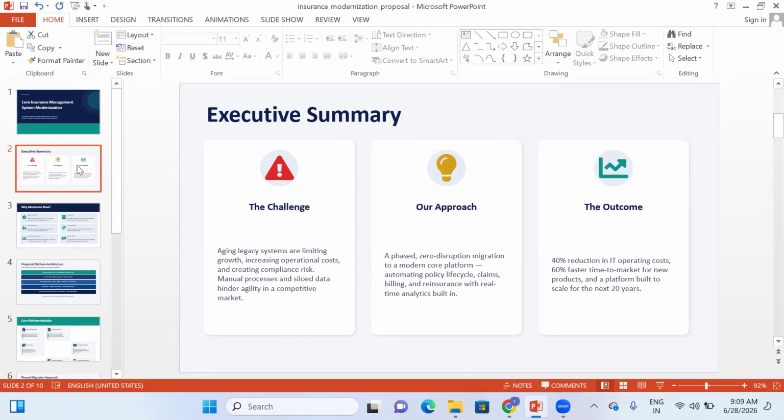For any proposal, it's always important to explain to the customer the outcome you are going to provide at the end of the day. The outcome is a 40% reduction in IT operational cost, in terms of infrastructure investment, because legacy systems were on-premise. Infrastructure investment and running costs can be reduced because of the modernization of the insurance management system that we develop. At the same time, 60% faster time to market for any new products that we adopt.